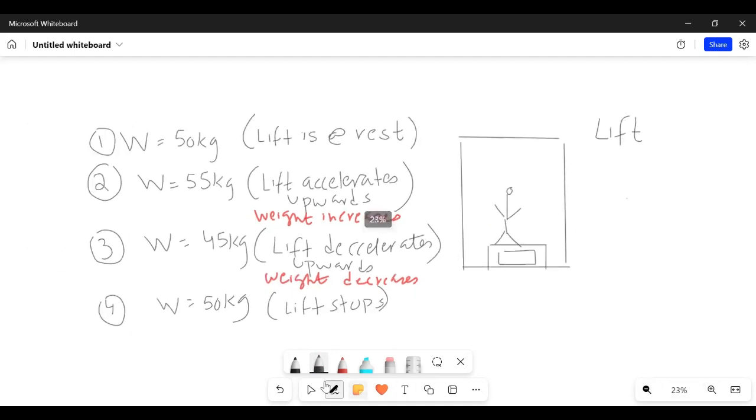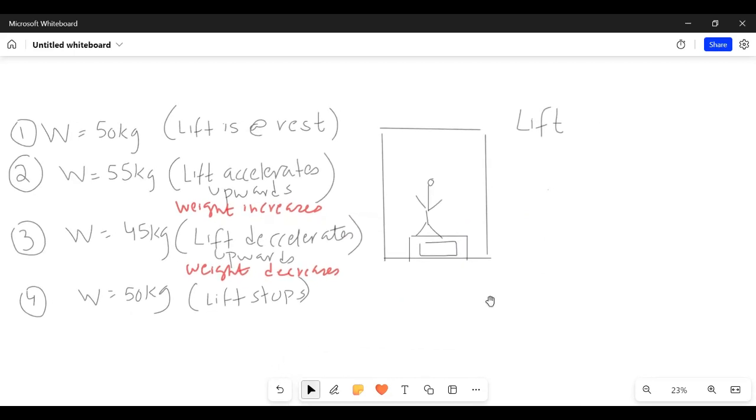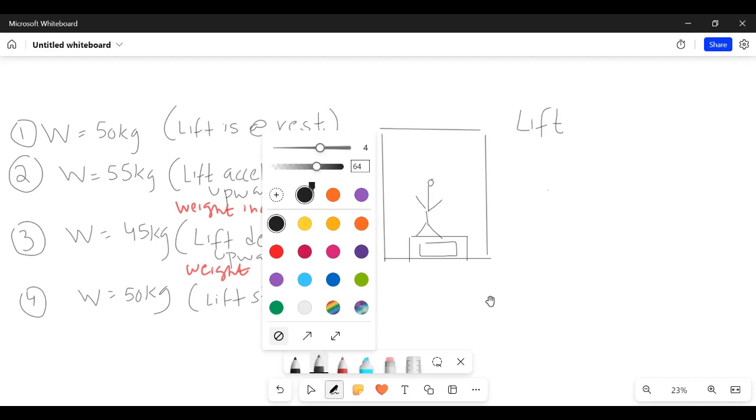So what's happening here? How come his weight is changing as the lift goes upwards? Actually, it's not the weight that is changing, it's the normal contact force that's changing. And the weighing scale actually measures the normal contact force, not the actual weight. So let's state that down.